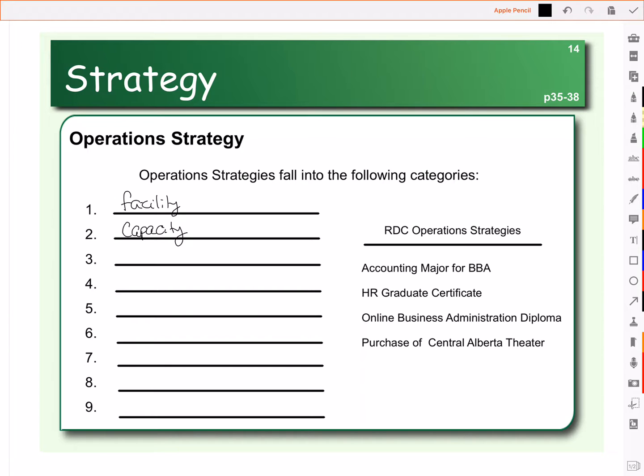Your strategies might be capacity related. So here we're looking at the size of production. So at a particular facility, how much are we producing? Does it match forecasted demand? And if not, what are we going to do to fill that gap?